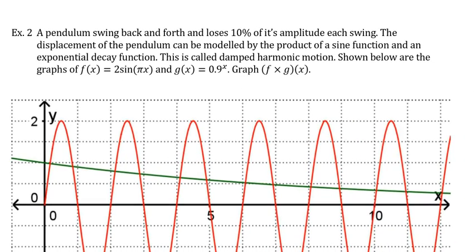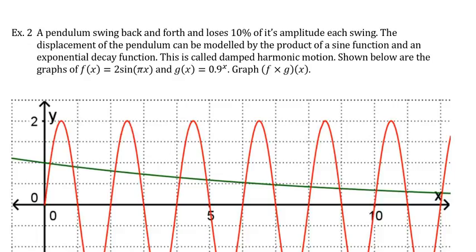Okay, this is a really neat application. A pendulum swings back and forth and loses 10% of its amplitude with each swing. So the displacement of the pendulum, like going back and forth, how far it's going to the left and to the right from some zero, that would be where it would be at rest, I guess. That's what we mean by displacement. It's not like the height necessarily, it's how far back and forth it's going. It can be modeled by the product of a sine function, because it's got that periodic nature of going back and forth.